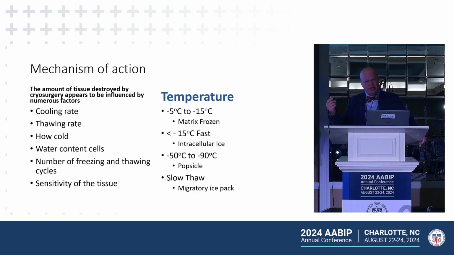We talked about this a little bit. You can control the amount of injury by the cooling rate, so how fast it goes. The more injury you get with the thawing rate, how many cycles that you do, the slower it is, the more inflammatory response you're going to bring in, how cold it is, the water content of the cells. So obviously, tumors are very susceptible to this type of treatment. The number of cycles that you do and the sensitivity of the tissue matter. Cartilage, collagen, elastin, nerve, those are all relatively cryo insensitive.